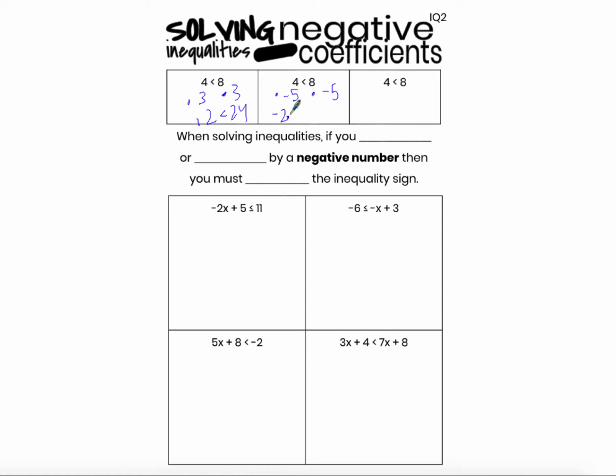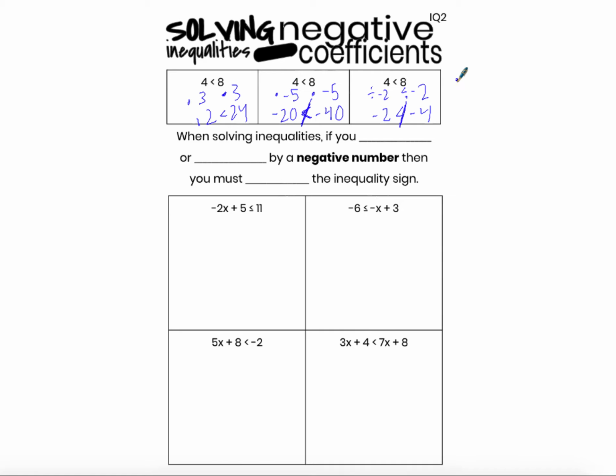4 times negative 5 is negative 20. 8 times negative 5 is negative 40. So this statement, 4 is less than 8, when I multiply both sides by negative 5, the inequality is no longer true. Negative 20 is not less than negative 40. Similarly, if I were to divide both sides of the inequality by a negative number, for example, negative 2, 4 divided by negative 2 is negative 2, 8 divided by negative 2 is negative 4, negative 2 is not less than negative 4. So when I multiplied or divided by a negative number, that made my inequality statement not true.